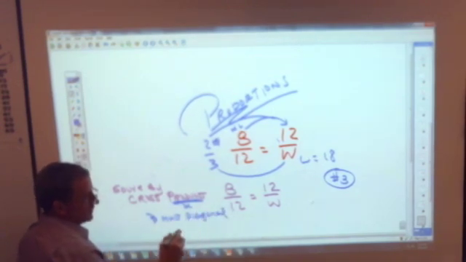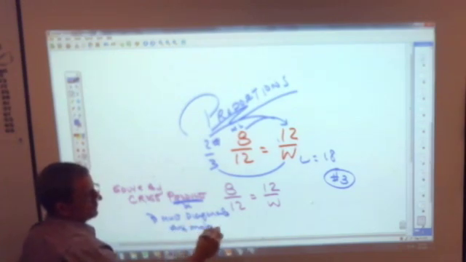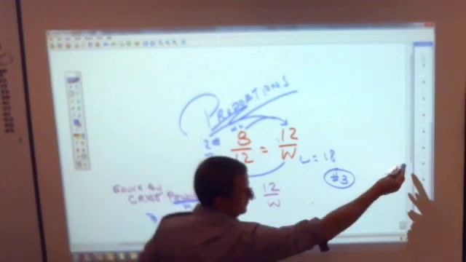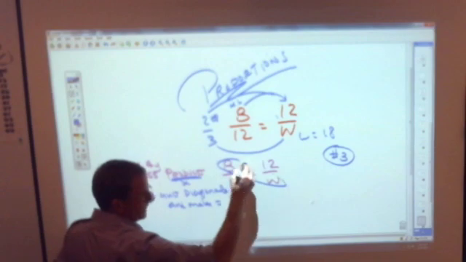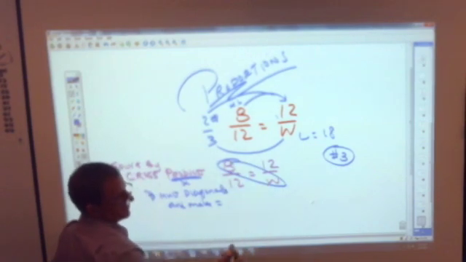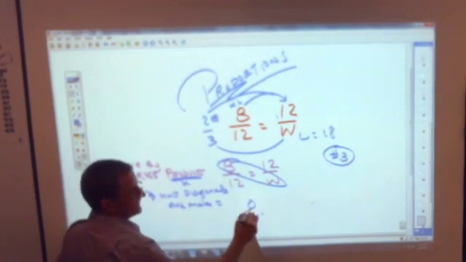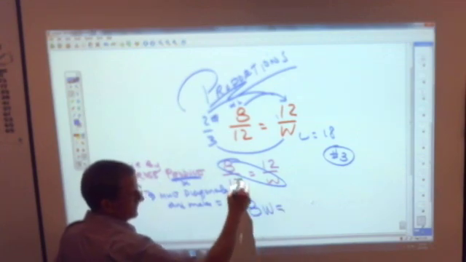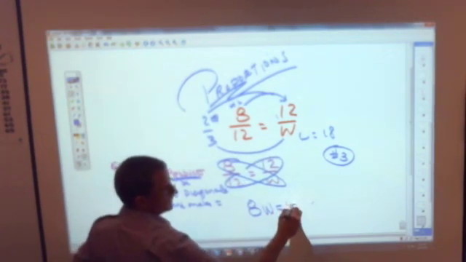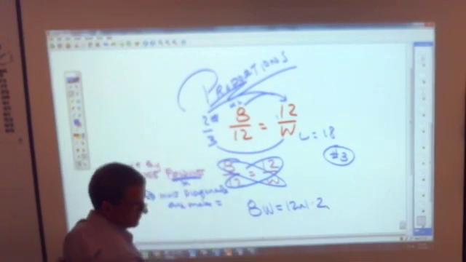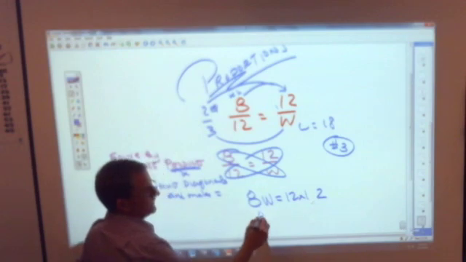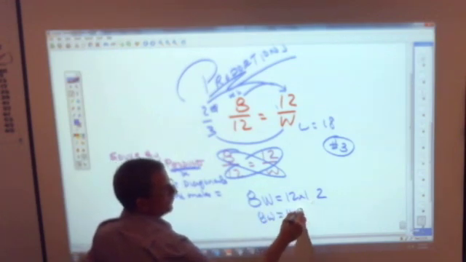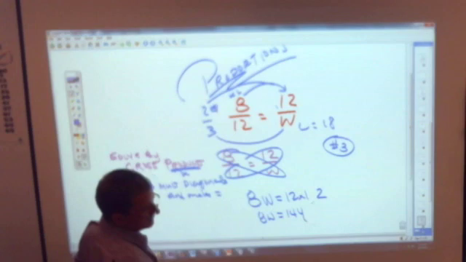and set them equal to each other. And that simply means you do this. Now this is an easy one. I'm going to show you that. You multiply this times this. I try to do the one with the letter first because I like my letters on the left side. So 8 times W has to equal what 12 times 12 is. Which would give me 8W equals 144.